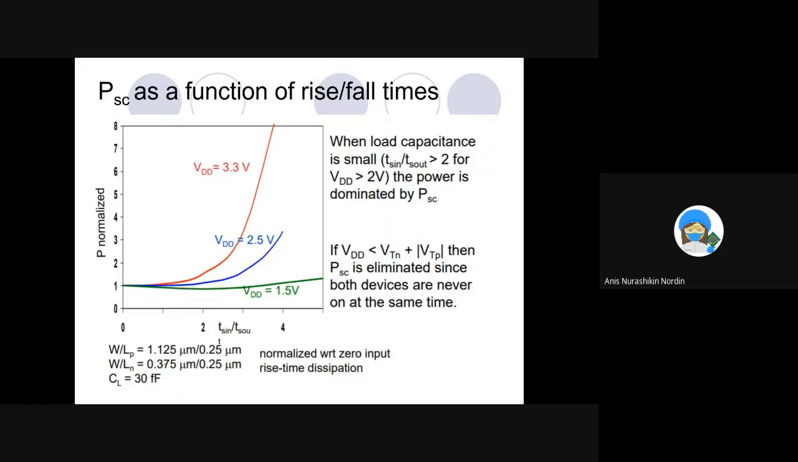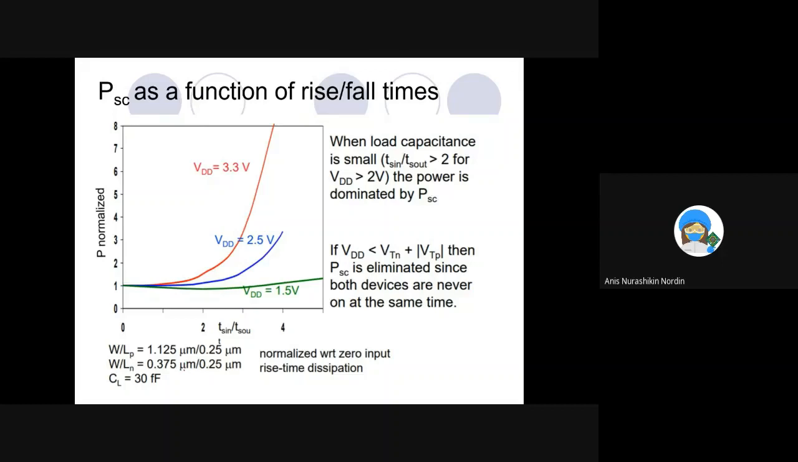Okay, so this one are the details about the circuit. W over LP was 1.125 micron over 0.25, and W over LN is 0.375. So this one is slightly more than double. It depends on the technology. So you can have the ratio to be slightly more than double or double. It depends on the technology or the foundry.